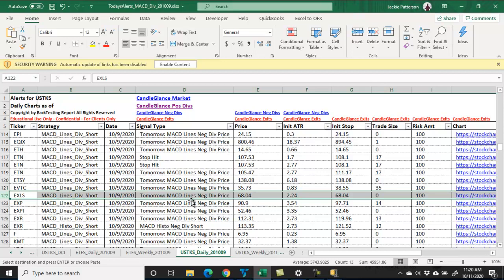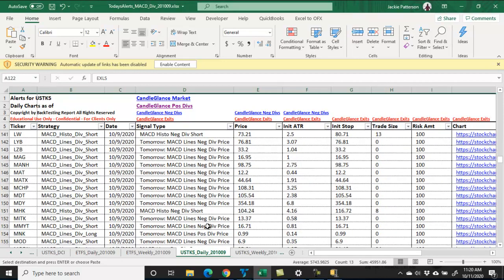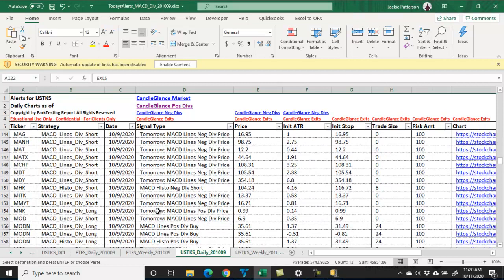What is also useful is if there's a buy signal. Here we have one on MNK. If you were interested in MNK, which might not be a great thing at 99 cents, but say for some reason this is interesting, you can see it on the tomorrow list, and you could set a buy order for 99 cents. And when the price reaches that, that would be the completion of the positive divergence signal.